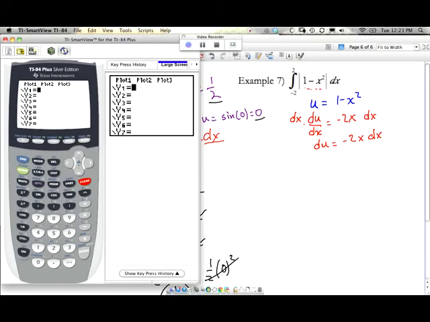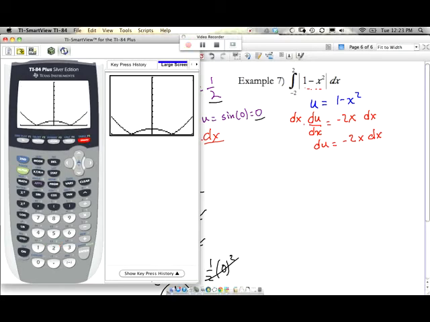Well, absolute value is in the math menu, so if I go to math and then it's under num, I'm going to scroll to the right once. And there's ABS, absolute value. So I'm going to type in here 1 minus x squared. Now I want to graph this, so I'm going to put my window from -2 to 2, going from 0 to 10, that should be plenty. Okay, so there's our graph.